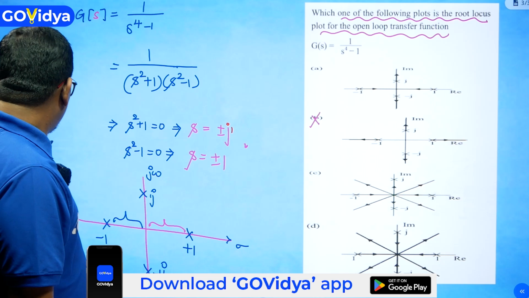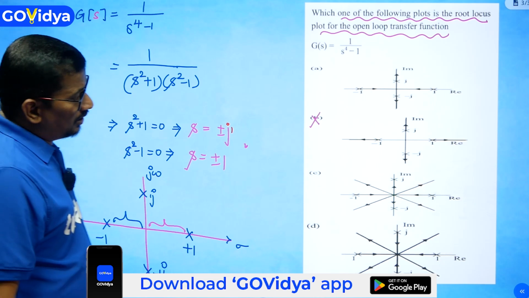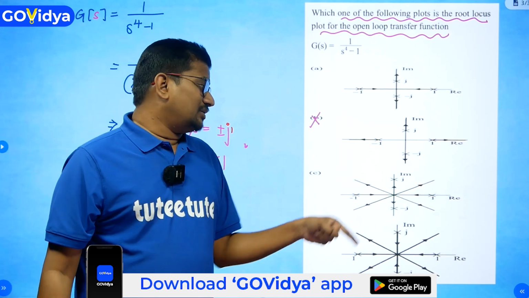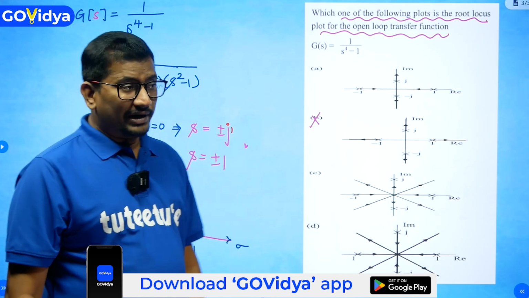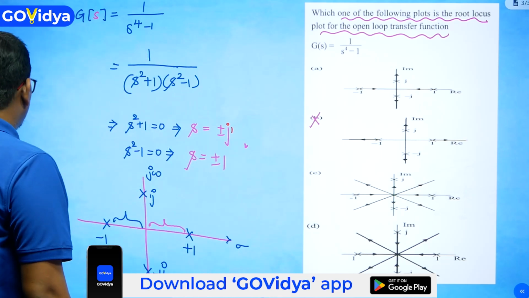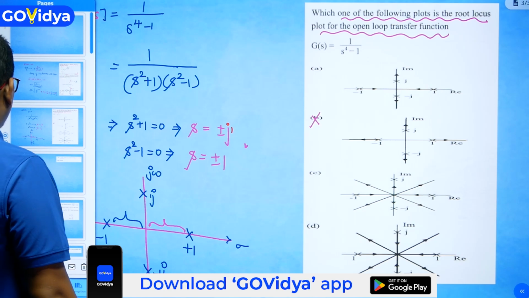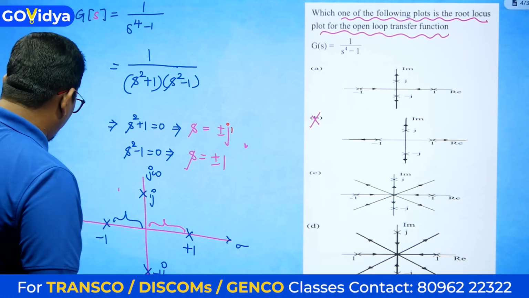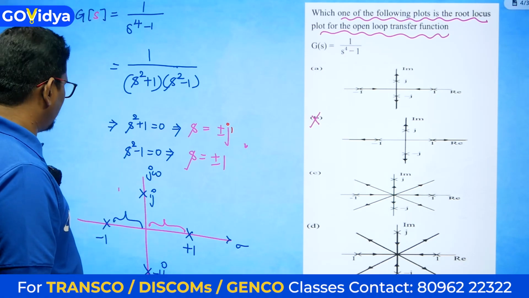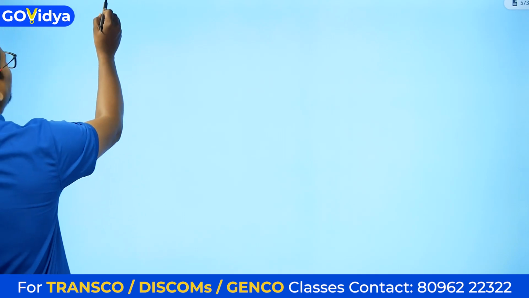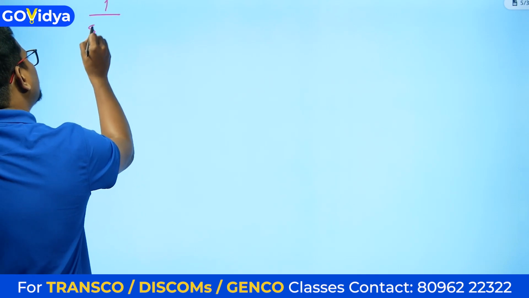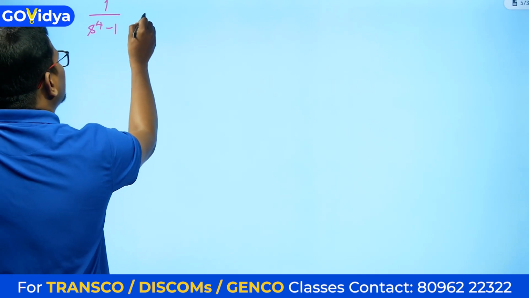Along with that, you need to understand one thing. Here, plots are showing some directions. So you need to identify the angle of asymptotes also. If you find the angle of asymptotes, then we will get clarity on it. So I have added a page. Now let us go to the next page. What is the equation we got? 1 upon s power 4 minus 1.